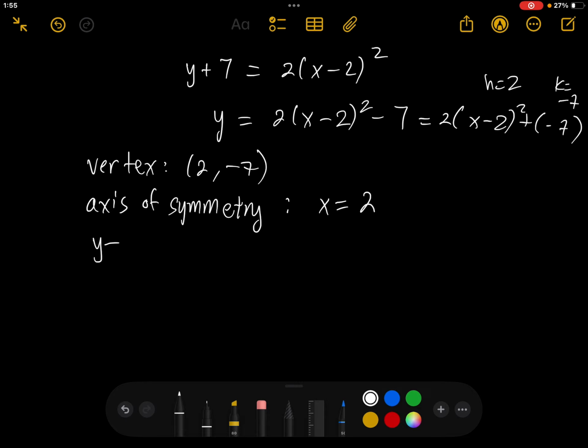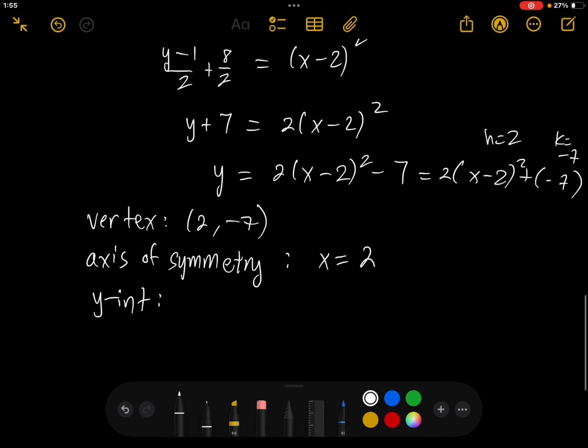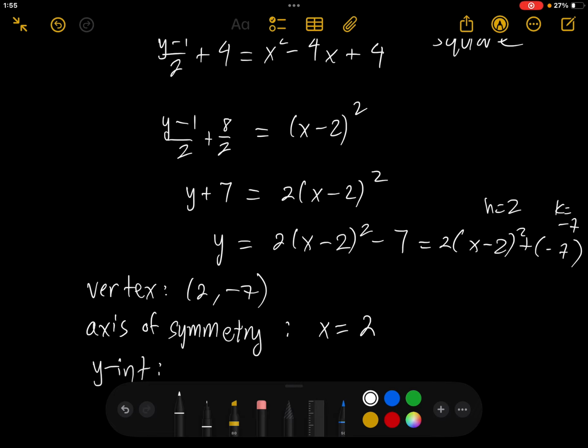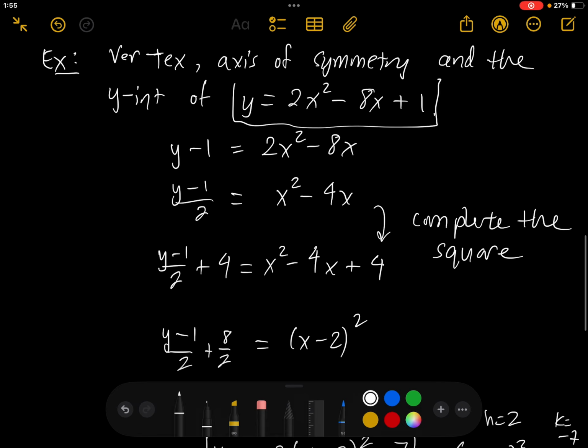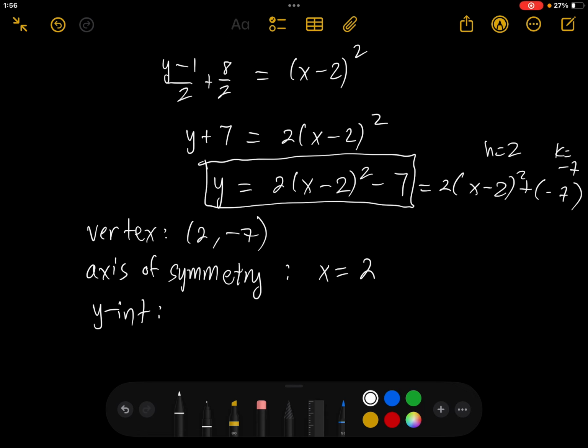And the y-intercept. Now I could plug in 0 into this equation, but it's actually easier to just plug in 0 into this equation, because then I can see right away I get 1. So the y-intercept is 1. Depending on the book, the y-intercept might mean the actual point on the graph, and in that case it would be (0, 1). So depending on what the book is, it's either 1 or the point (0, 1).